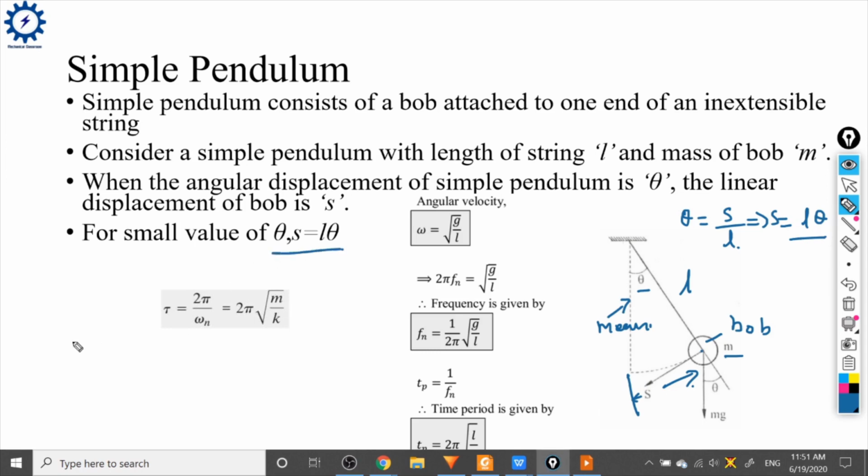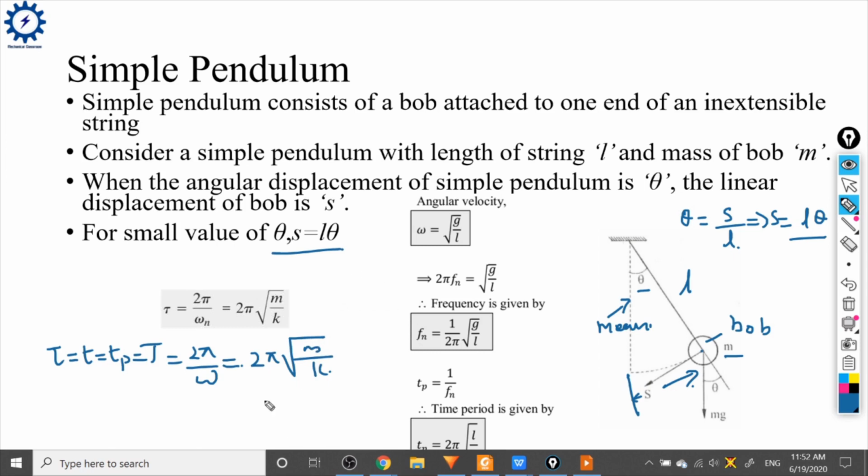Now we have the expression for time period. In some textbooks, time period is represented by tau. Everything is the same: tau or t or Tp or capital T. All these are notations for time period, which is equal to, as you can see here, 2 pi by omega or omega n, which corresponds to natural frequency. So we will be getting 2 pi root m by k. This relation you have studied when you learned about the motion of a spring mass system.